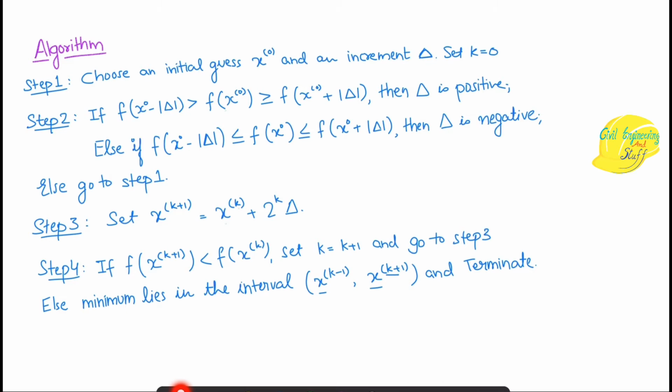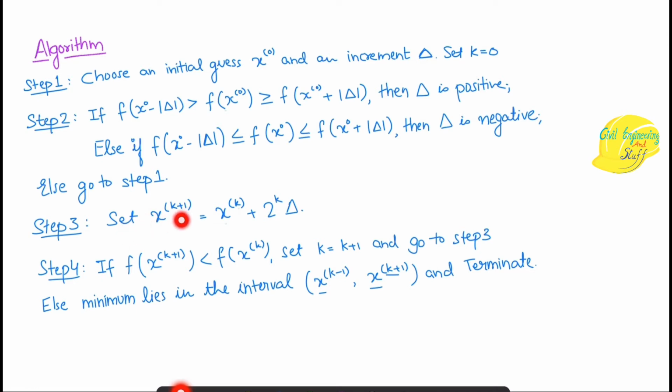If none of these relations holds, that is, if we have a relation apart from these, then we move back to step 1 and choose a new guess value, or a new incremental value, or both, a new initial guess value as well as a new incremental value, as the case may be. If these conditions are satisfied, then we move to step 3.